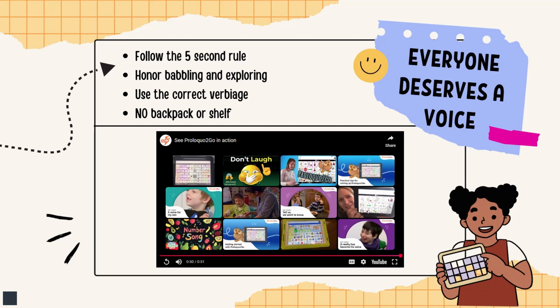And again, we do not want their devices to be kept in backpacks or on a shelf. This would deter them from being able to use their voice and would keep their access away from it. So we want to make sure it's always out and available.